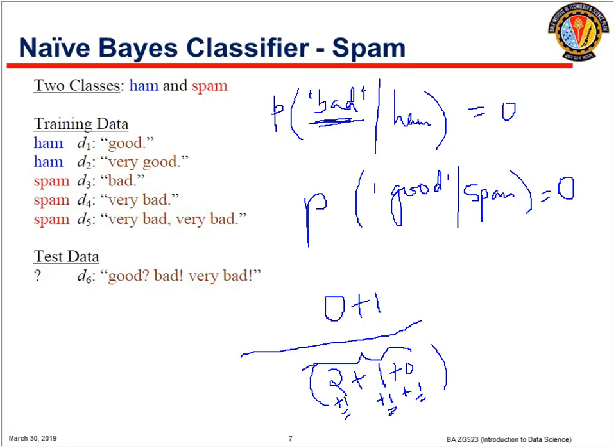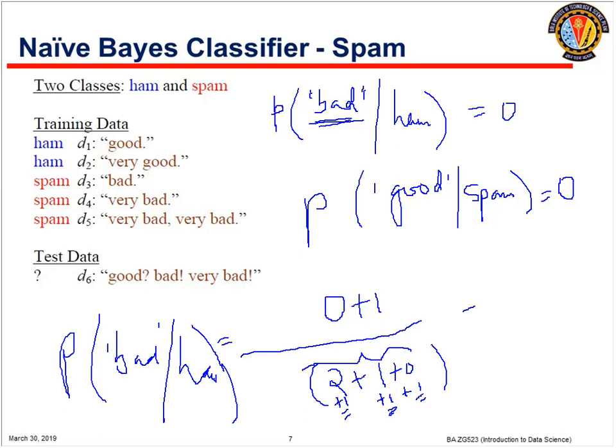So the probability of the word bad, given that the document is ham, after performing Laplace smoothing, will be given as this probability. You can see it is 1 by 3 plus 2 plus 1, which is 6. So it is not 0. It will come out to some small number, maybe 0.17. There is still some probability of bad.